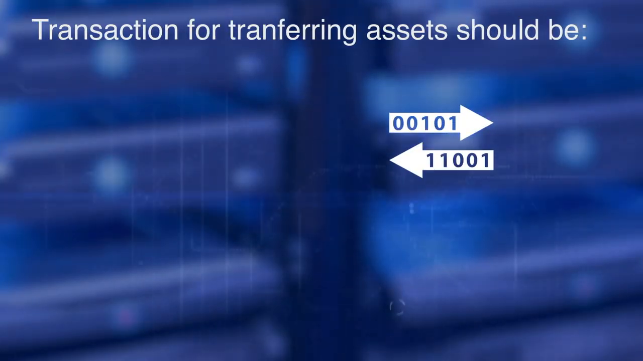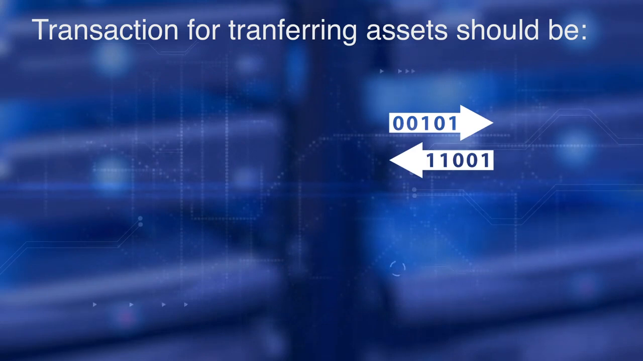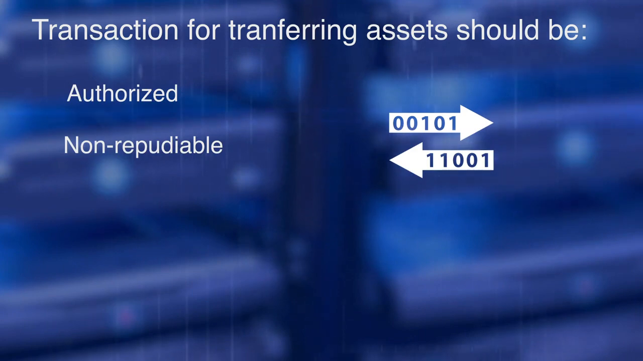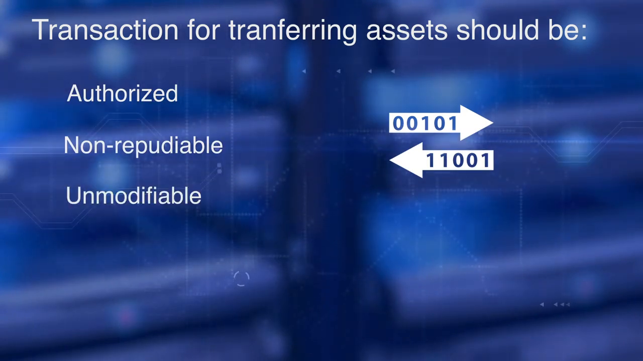Now that we have the account address, let's look at the transaction initiated by this address. A transaction for transferring assets will have to be authorized, it has to be non-repudiable, and unmodifiable. We'll first examine the digital signing process and then apply it to the transaction. Data is hashed and encrypted. This is the digital signature.